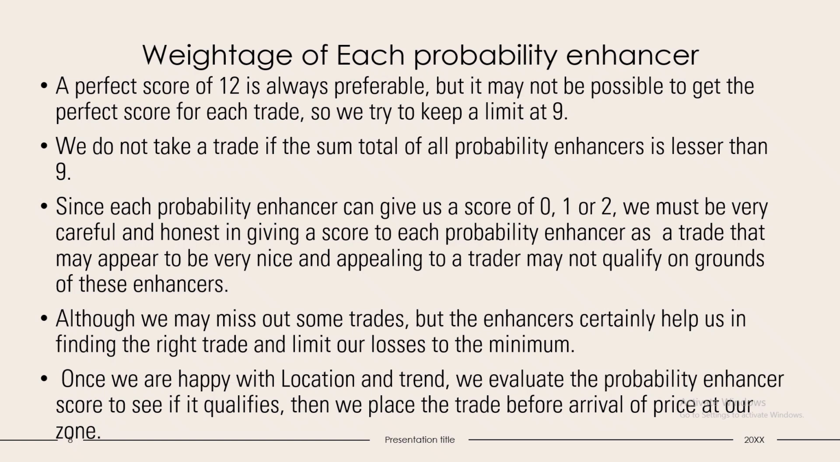Continuing with the weightage of each probability enhancer, we shall now talk about a score that could be preferable to take a trade or a score that would ask us to reject a trade. A perfect score of 12 is always preferable, but it may not be possible to get the perfect score for each trade, so we keep a limit at 9. We do not take a trade if the sum total of all probability enhancers is less than 9.